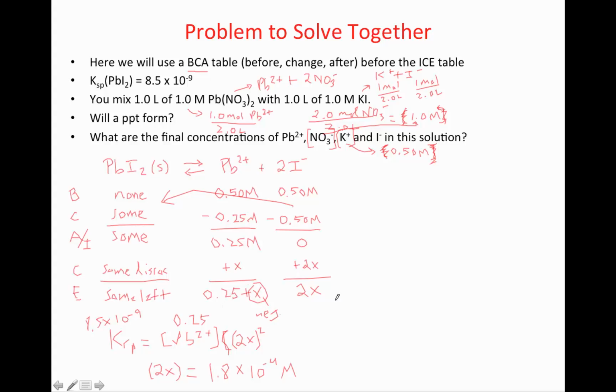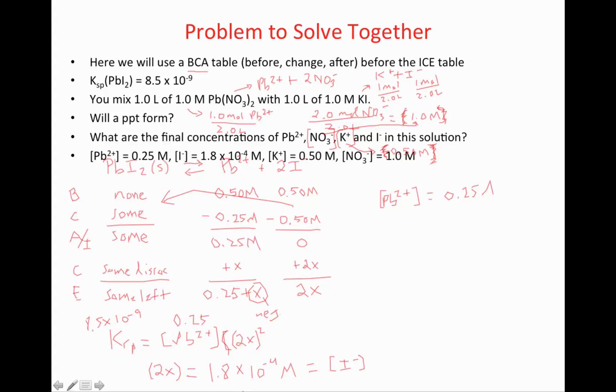You could do the little thing we did before, take this divided by this, multiply by 100%. Is that less than 5%? The answer is yeah, it's a lot less. So we're very justified in neglecting x here. And that means that the final concentration of the lead 2+, to a good approximation, is equal to 0.25 molar, and the final concentration of the iodide is equal to this.